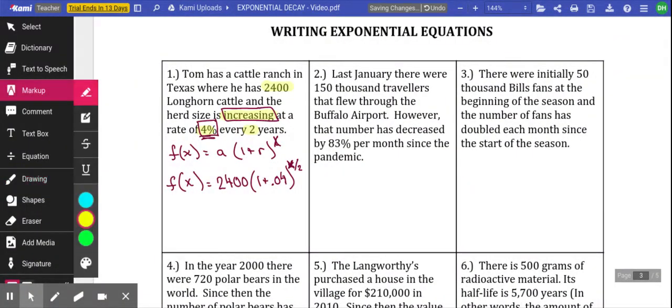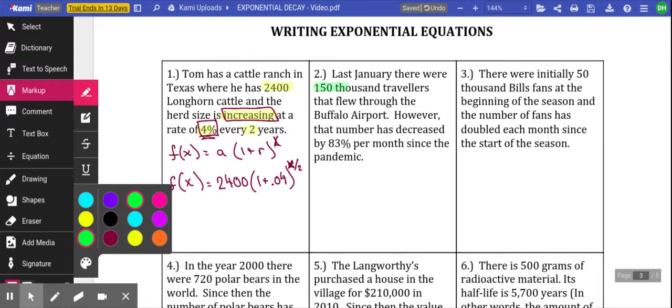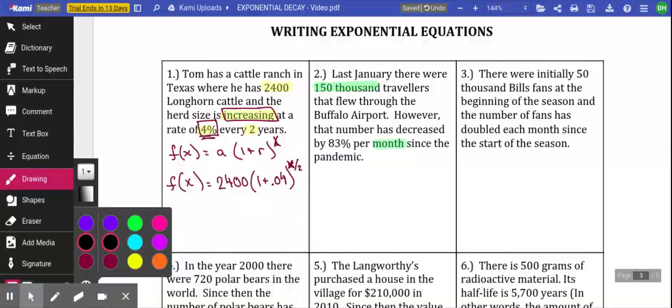All right, next example here. Last January, there were 150,000 travelers that flew through the Buffalo airport. However, COVID hits and the number had decreased by 83% per month since the pandemic. So our time is measured in months. And it's decreasing, so the function I'm anticipating here is 1 minus r.